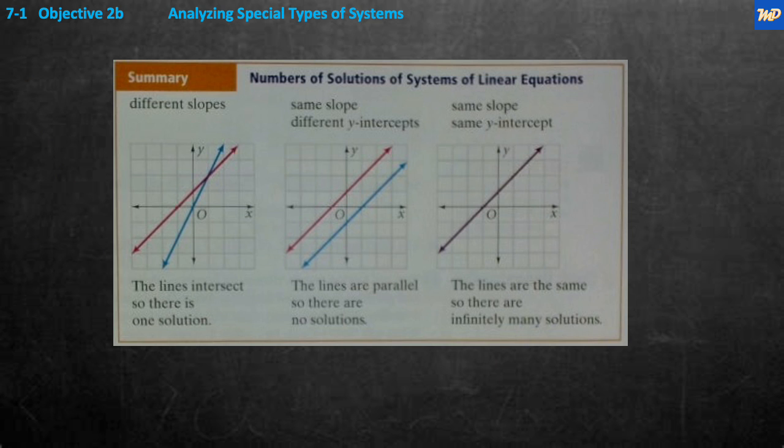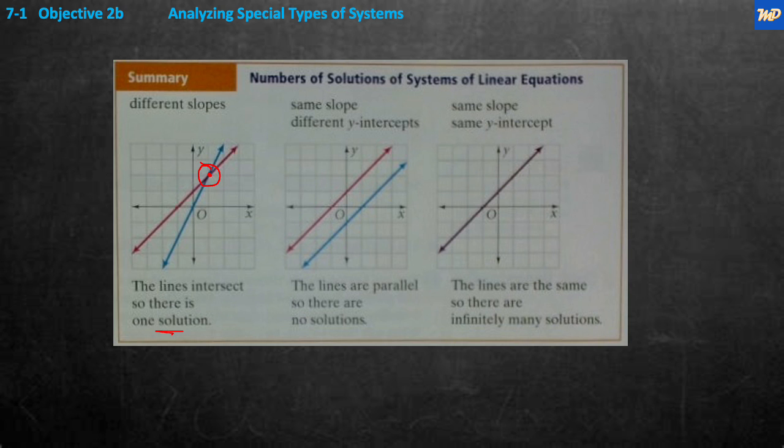Okay. And then finally, analyzing the special types of systems. The number of solutions of a system of linear equations: different slopes, right? So you see two different slopes. The red line and the blue line intersect right here, one time. The lines intersect, so there is one solution, and that cross is called the solution. If you put that point into both equations, whatever they are, you'll get the same answer.